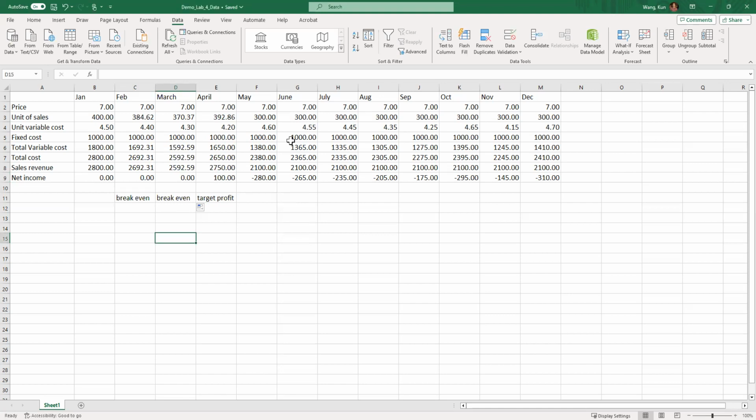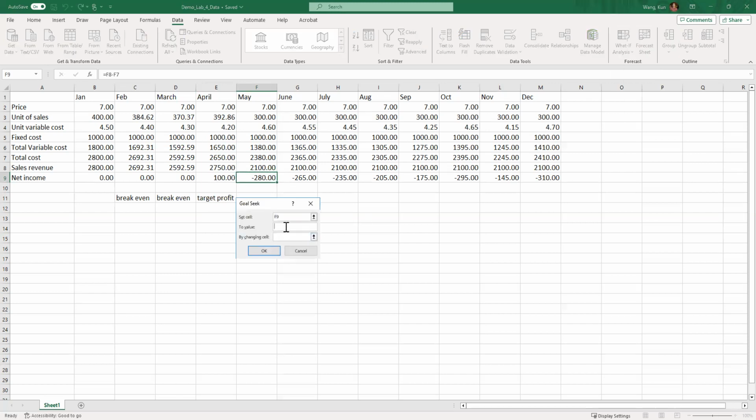For example, in May, let me do something else. In May, suppose I don't want to change the units of sales. I want to see, do I have any room to increase my price, or increase the price per unit, so I can break even. Now here, let's try the goal seek again. I'm also looking for break even, but this time I'm not looking for the volume, the sales unit change. I'm looking for the price. How high the price can I set so I can break even.